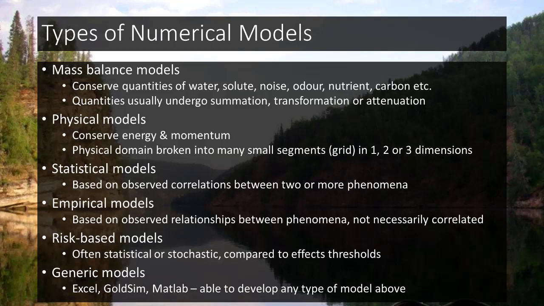But most of the models that are out there are based on a mass balance of some sort. Some sort of input goes into the system, it undergoes some transformation, and it comes out the other end either at a different concentration or a different form, or something's different about it. Otherwise, we wouldn't need a model. And we want to use that to make our prediction about the future.